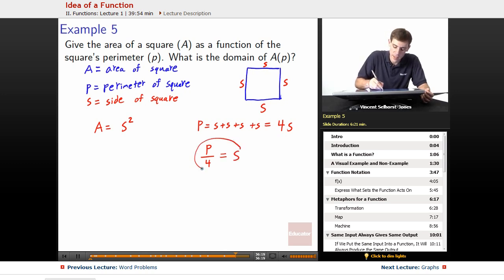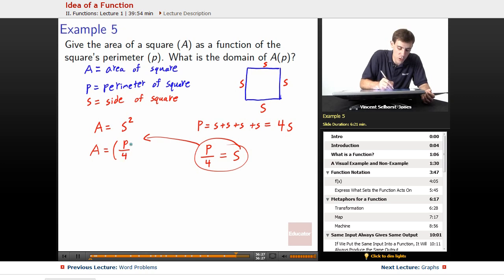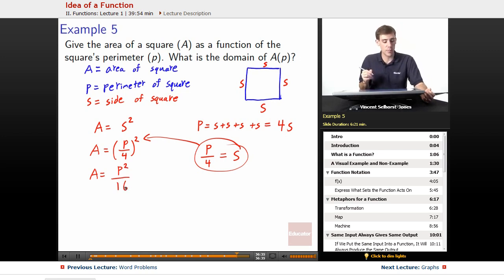Now we can take this and plug it in here. So area equals, since we're substituting, we do it with parentheses, perimeter over 4, squared. Area equals perimeter squared over 16. We have to square the top and the bottom. And there we are.